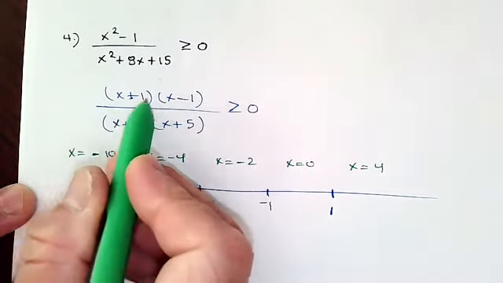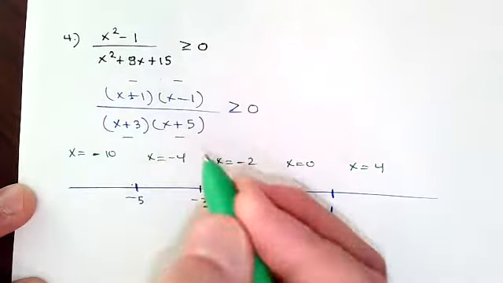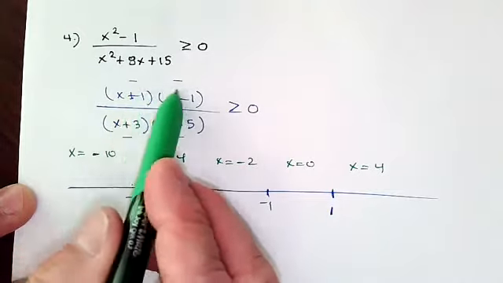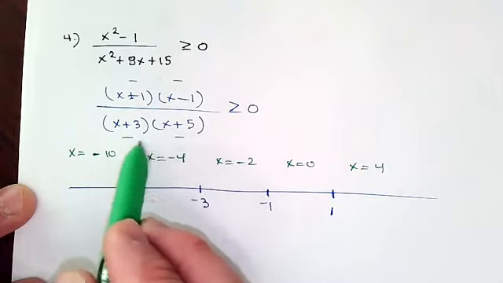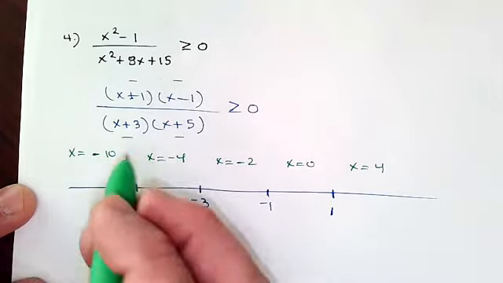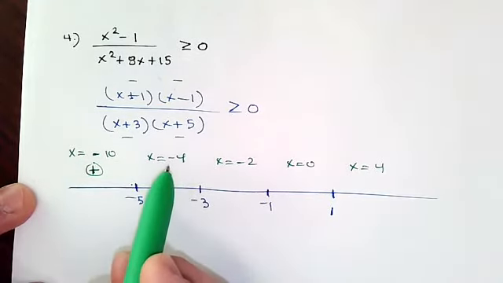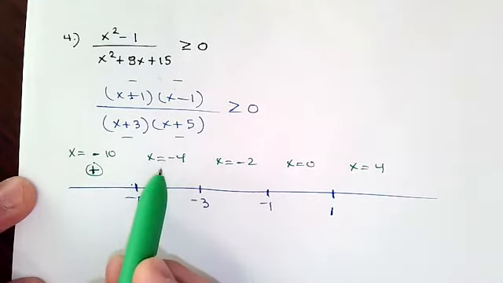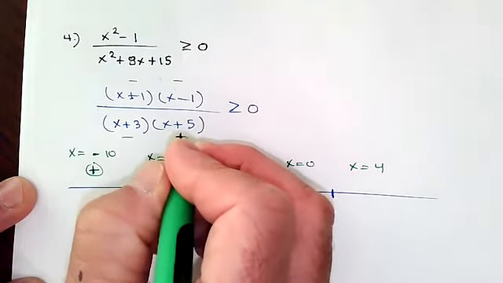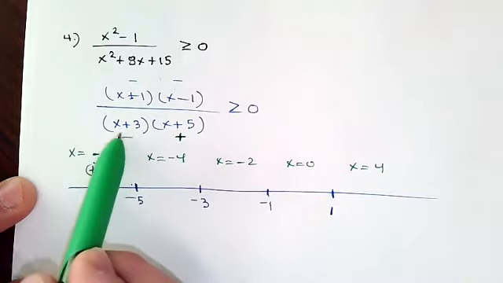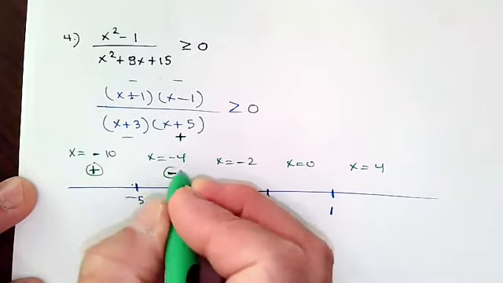So -10, all of these factors are going to be negative, right? Negative, negative, negative, negative. So the numerator will be positive because two negatives multiplied together give you a positive. The denominator will be positive. A positive divided by a positive is going to give you a positive there. When x is -4, the only factor that's going to change is this one here. -4 plus 5 gives you a positive, which makes the denominator negative. My numerator is positive. This will come out to be negative.